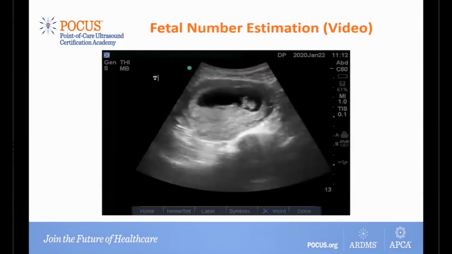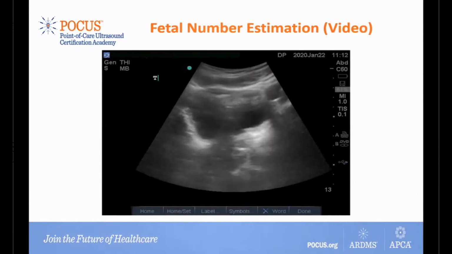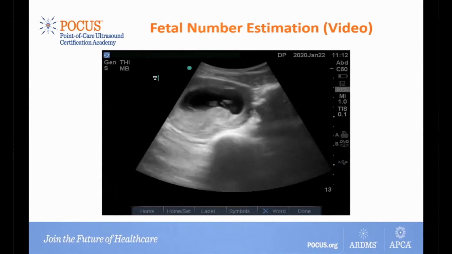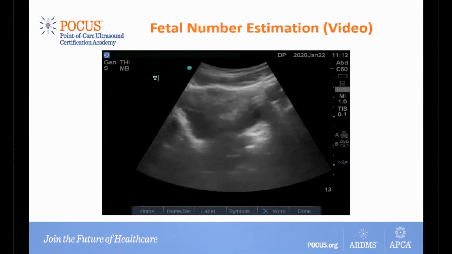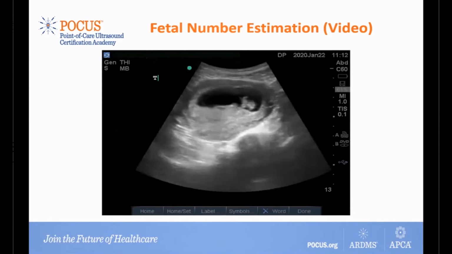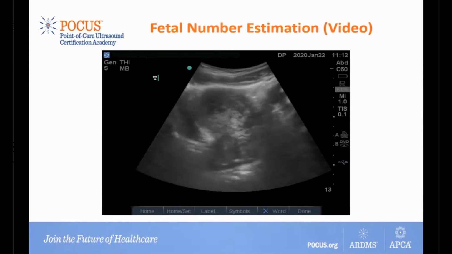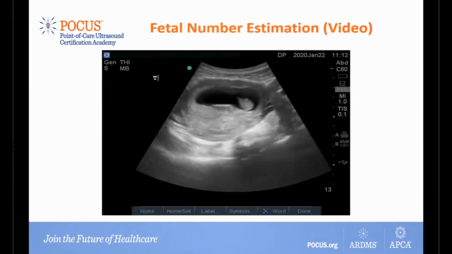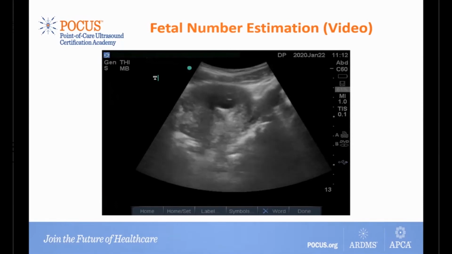Of course, we can perform a video. I can show you how we scan. So when you're scanning, especially the transabdominal approach, you're going to scan from cephalad to caudad all the way down until the uterus is not seen anymore, and scan side to side and count the number of heads. In this particular example, we see that it is a single pregnancy.